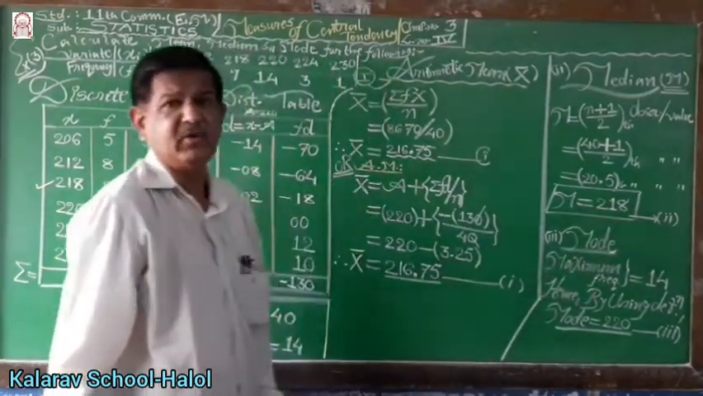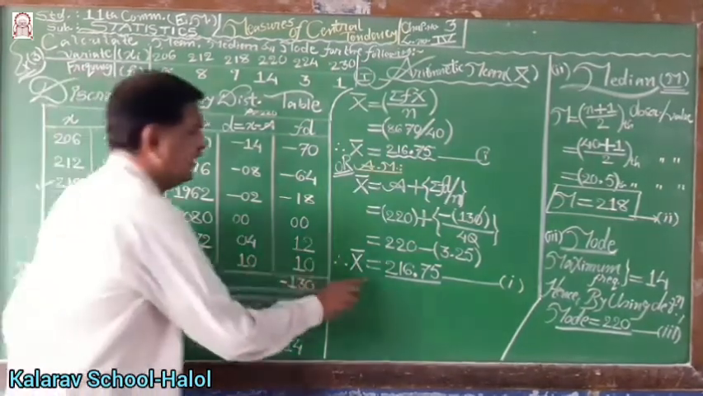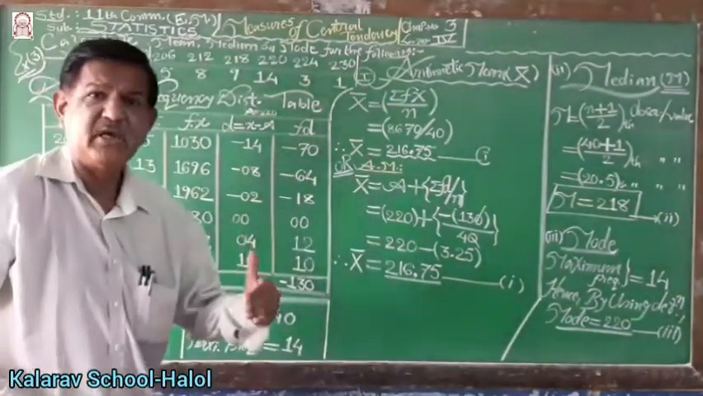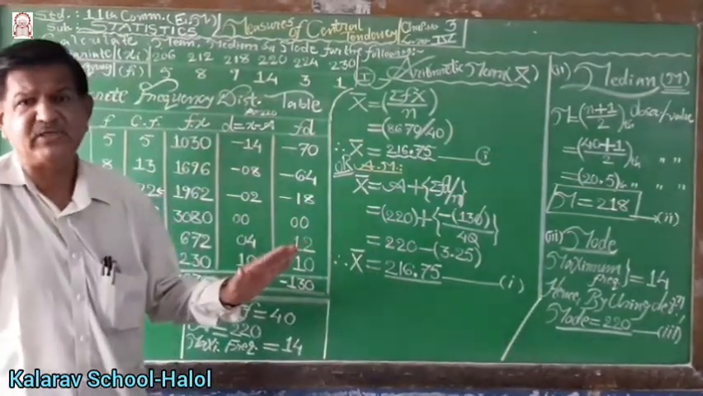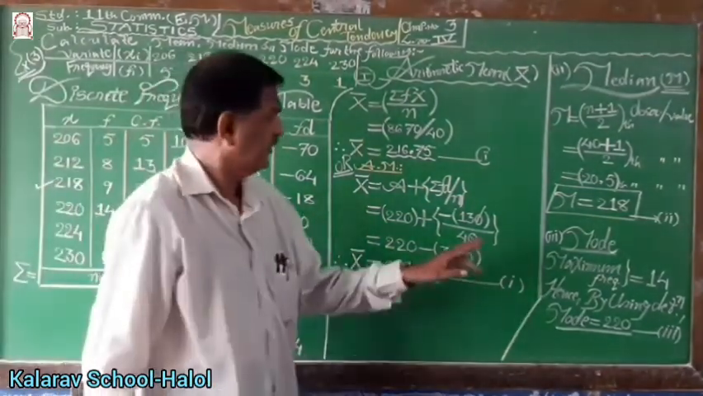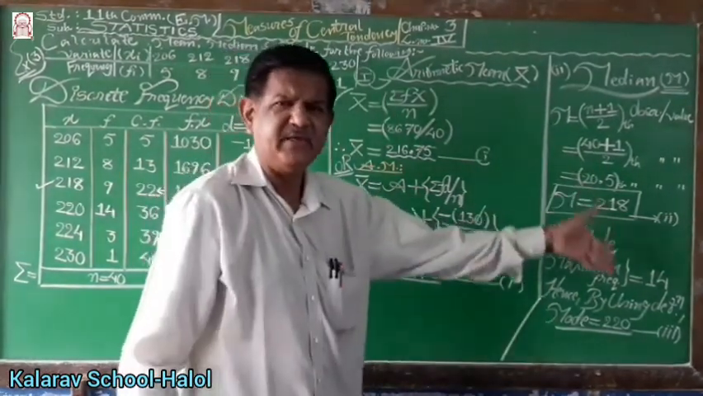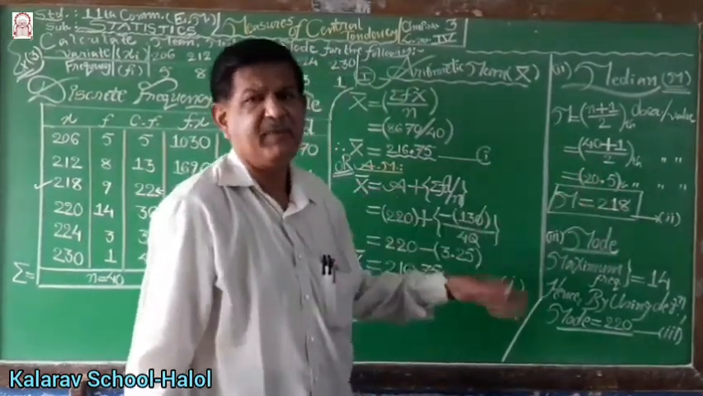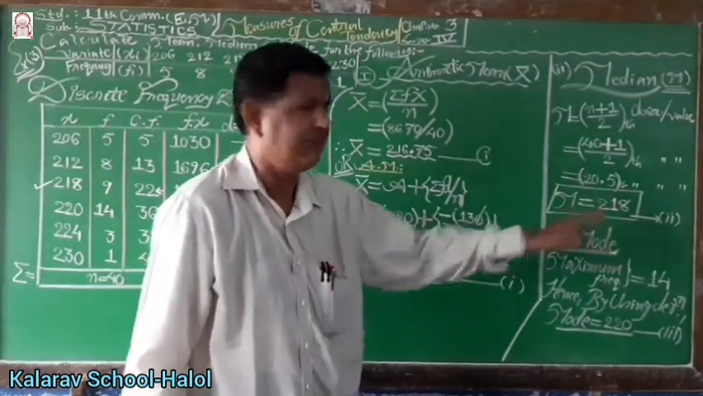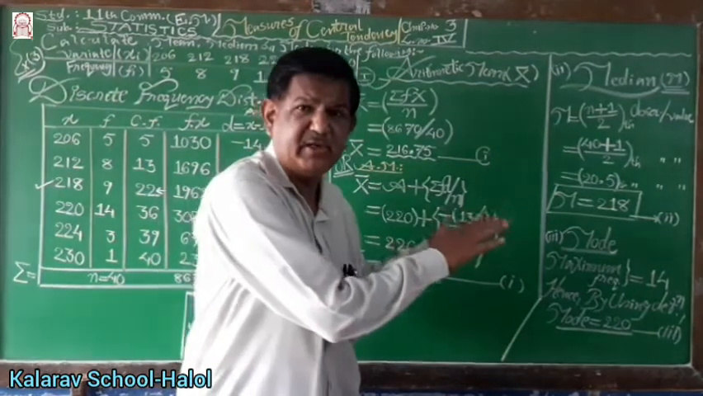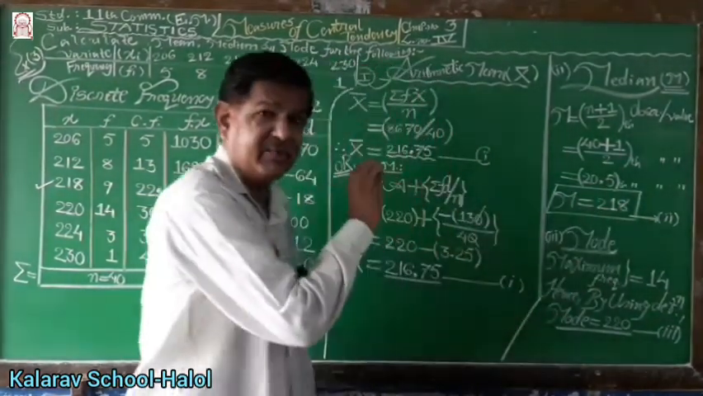One more thing. See, if income is given, then rupees must be written with the answer. The answer must be written with the proper unit. Otherwise, marks may be cut. Therefore, median is 218. If height is given, then centimeter, inches, whatever it may be. If production is given, kilogram, quintal, ton, whatever unit is given. Here the unit must be mentioned, whatever may be given to you.